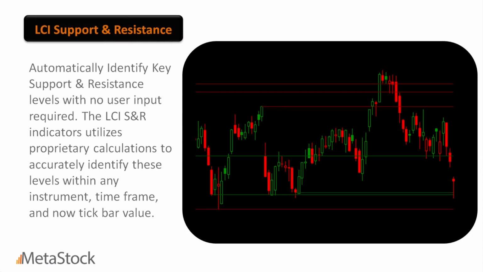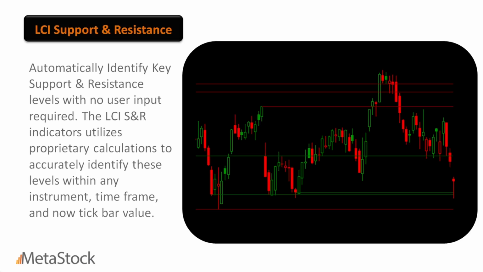Now, the LCI support and resistance indicators are automatically identified with no user input required. The LCI support and resistance indicators take advantage of proprietary price structuring to identify where the most probable support and resistance levels are going to be, and it displays that automatically for you within your chart.